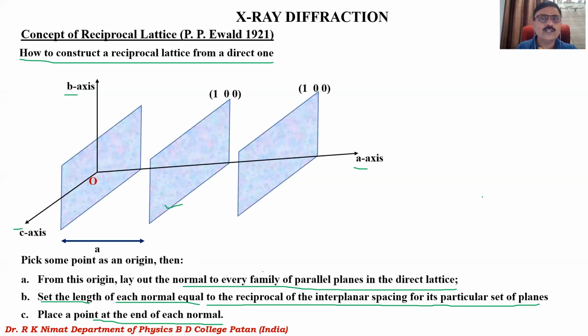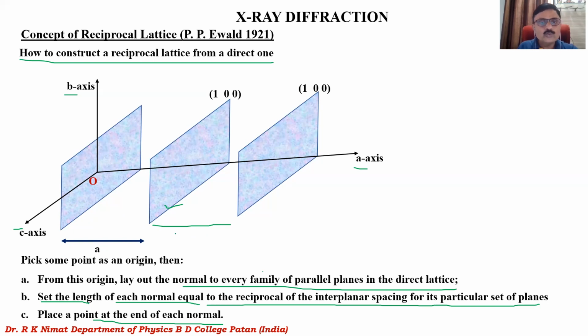Suppose these are the 1, 0, 0 planes, meaning this plane is at a distance of 1a. So this distance is a, and the distance between these two planes is again a. So these planes are situated at distances of 1a, 2a, 3a, and all these planes are parallel planes, and all of them will have Miller indices 1, 0, 0 like this.